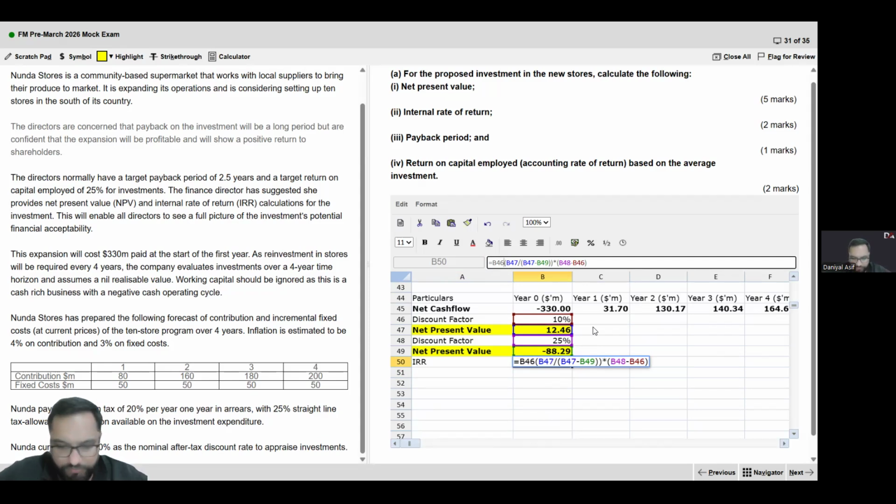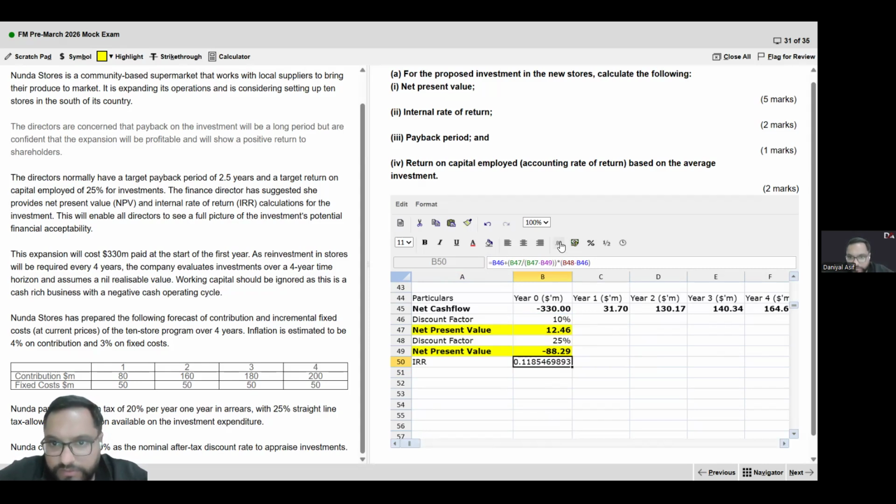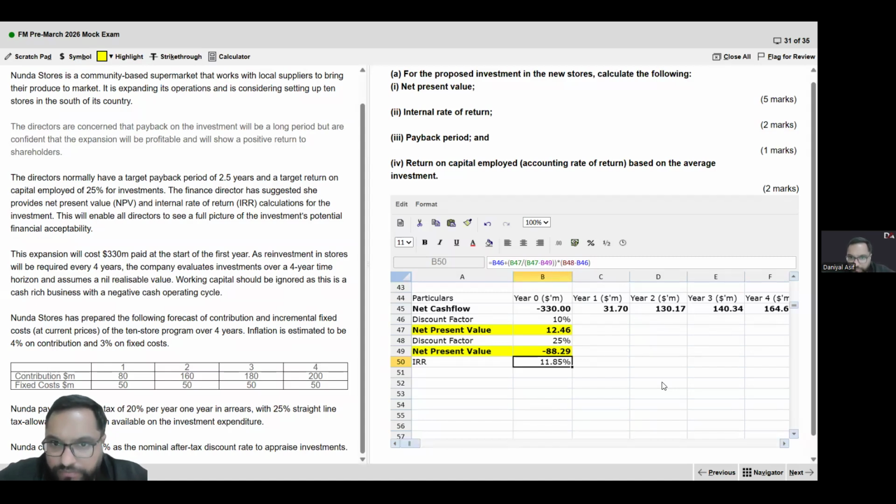Okay. So this was us. What we get here is, so there was no error. This is the formula. Lower rate plus bracket open, NPV on lower rate divided by bracket open, NPV on lower rate minus NPV on higher rate, bracket close, bracket close multiplied by bracket open, higher rate minus lower rate, bracket close. Press enter, you get your IRR.